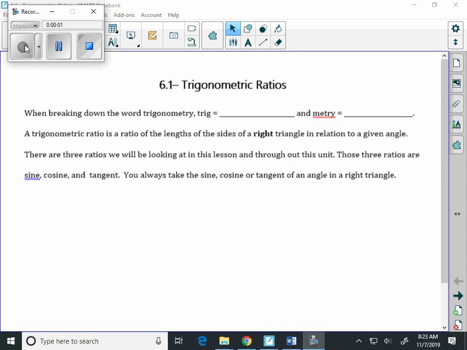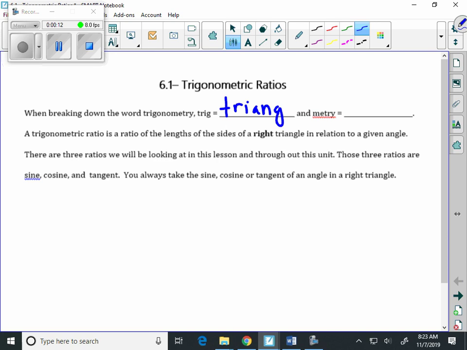Today we're going to talk about trigonometric ratios and trigonometry. Trig means triangle. So we're going to see lots of triangles as we work through these. And metric.